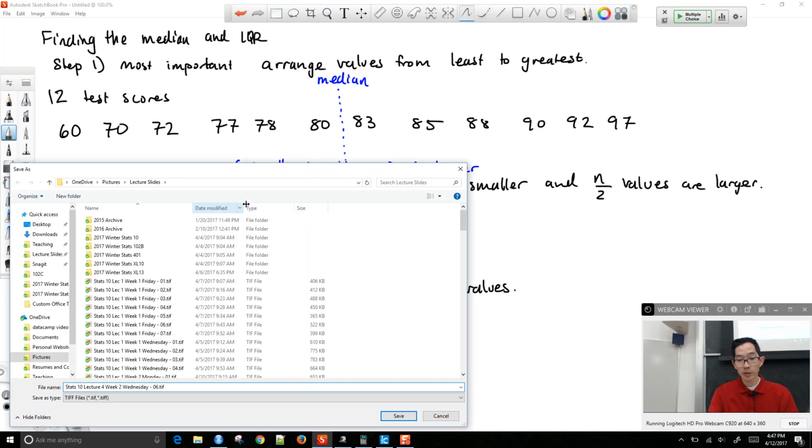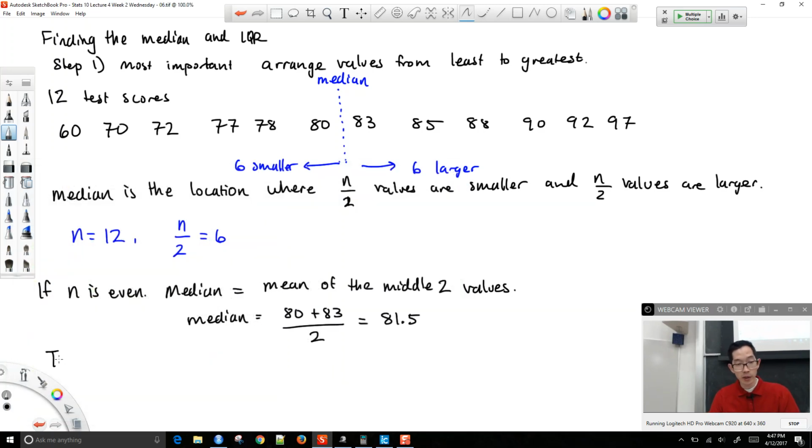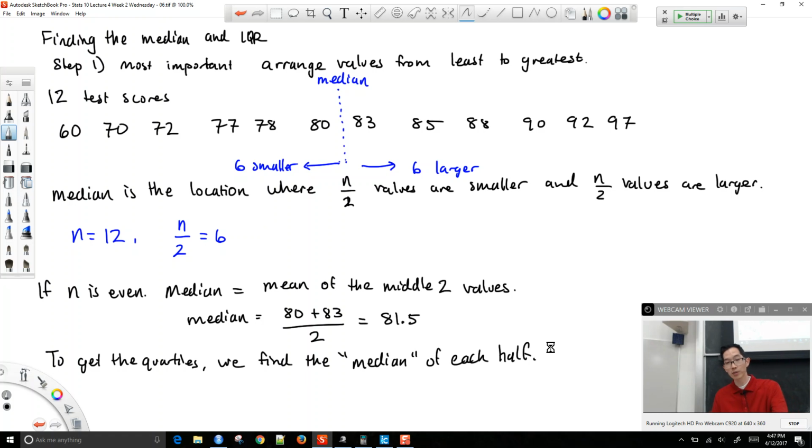We do the same thing to get the quartiles. To get the quartiles, we find the median of each half. It's just like cutting a sandwich: if you have a big sandwich and you want it in quarters, you cut it in half, and then you take each half and cut those in half again, and you get quarters, rather than trying to quarter it up from the beginning.